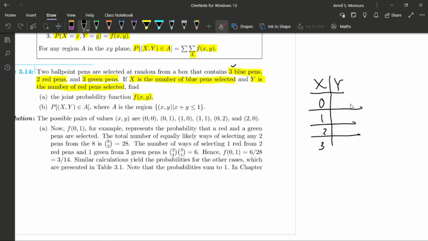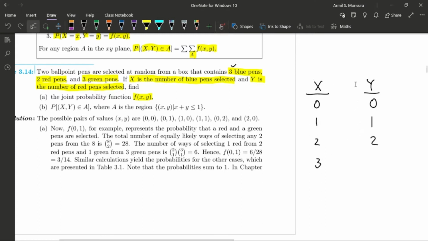Wait, medyo mali yung representation natin kasi baka ma-misconstrue nyo to as a table. I-correct ko lang tong representation na to. Yan, so pinaghiwalay ko sila kasi hindi pa dapat sila magkasama. So again, the possible values that x assumes will be 0, 1, 2, 3 since there are 3 blue pens. And y can assume values 0, 1, and 2 since there are 2 red pens.